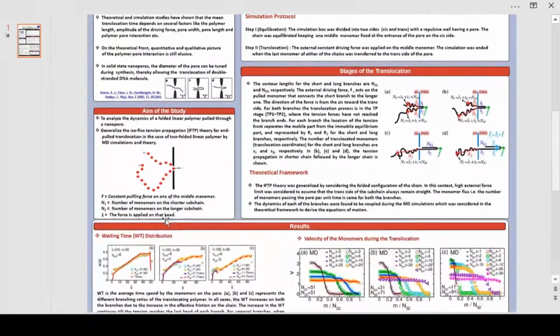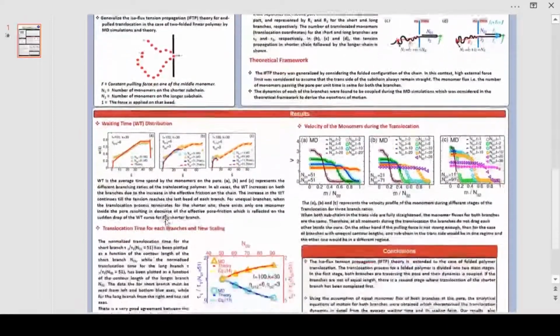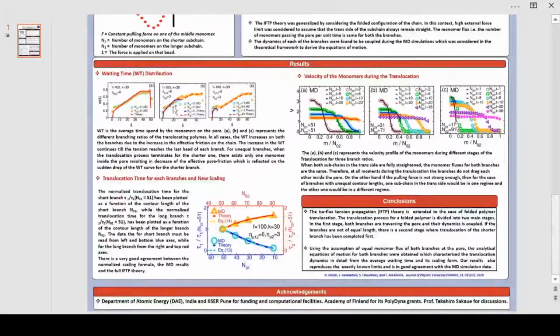We have calculated the waiting time distribution of the monomers inside the pore. This basically tells the average time spent by the monomer inside the pore. We have calculated it for three different branch ratios: 51-51, 31-71 and 11-91. Further, we have looked into the translocation times for each of the branches and found a new scaling relationship for the folded translocation case, and it has been found that it matches well with the MD theory and equation 14, which is there in the paper attached in the poster segment of the website.